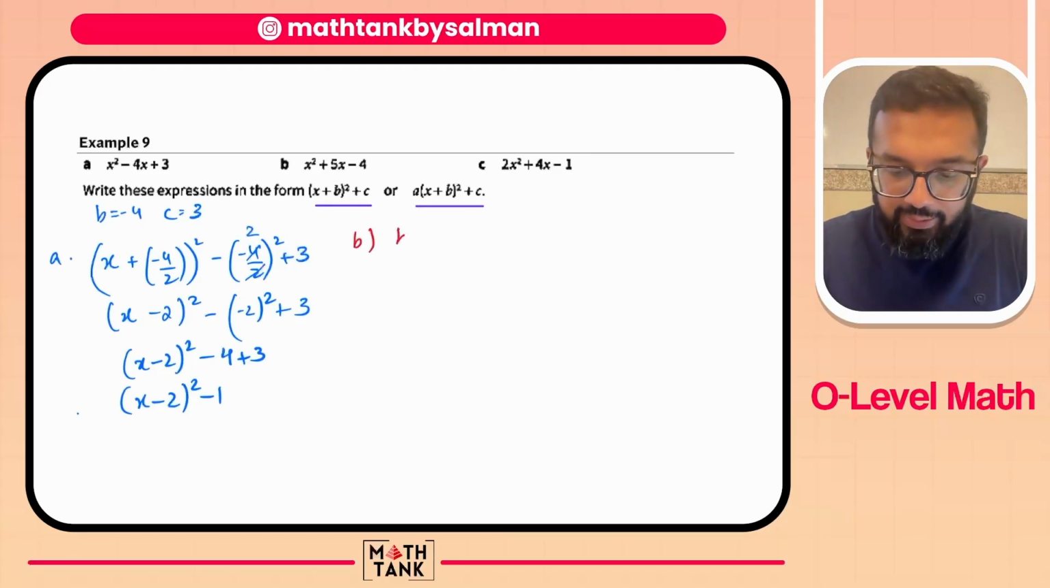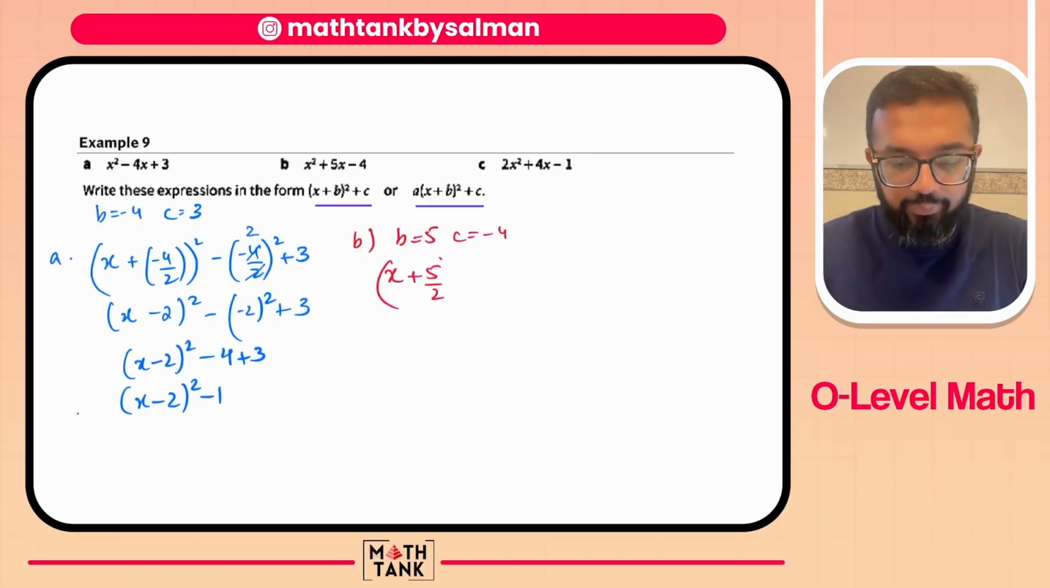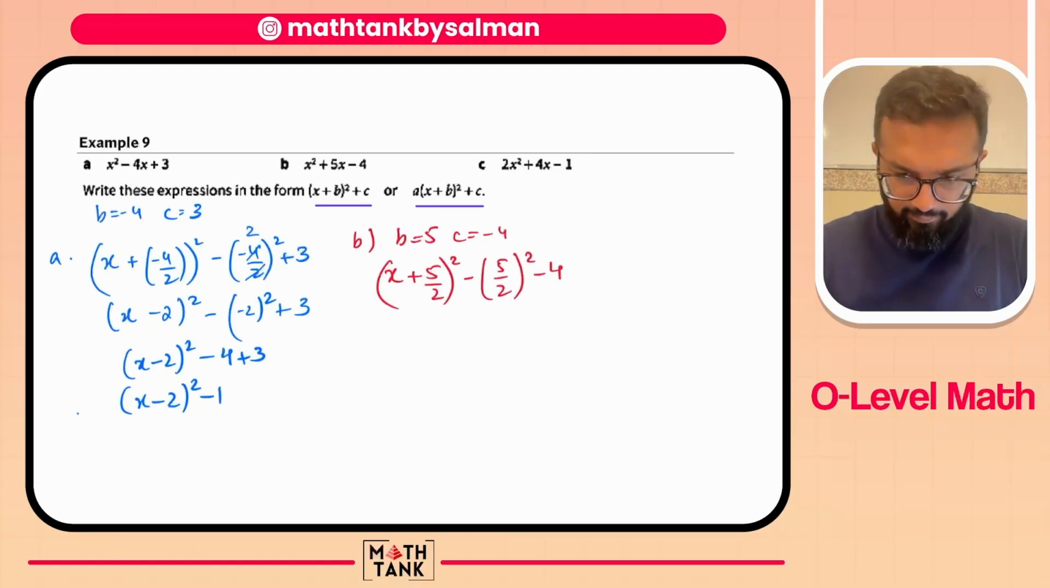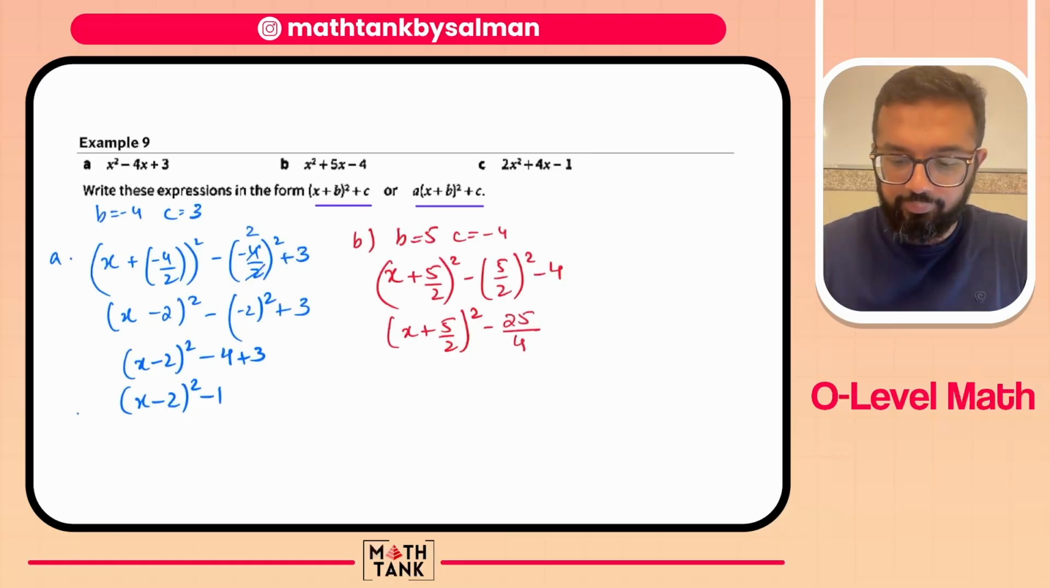In this case, b is 5 and c is minus 4. Still my same method, x plus 5 over 2 whole square minus 5 over 2 squared minus 4. So x plus 5 over 2 whole squared minus 25 over 4 minus 4. You can add subtract these last two numbers. You don't have a calculator, you do them manually. You say 25 minus 16.